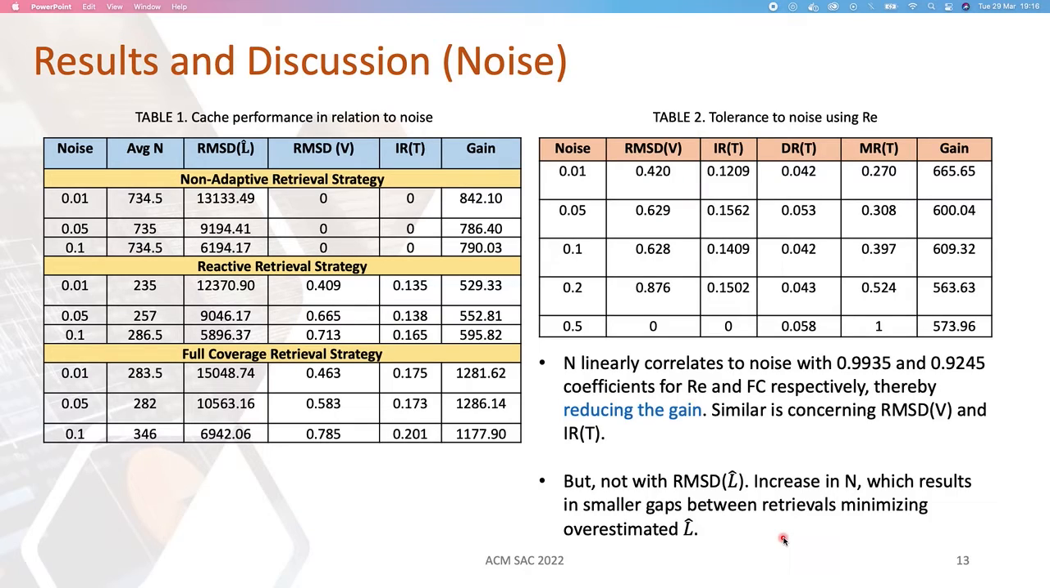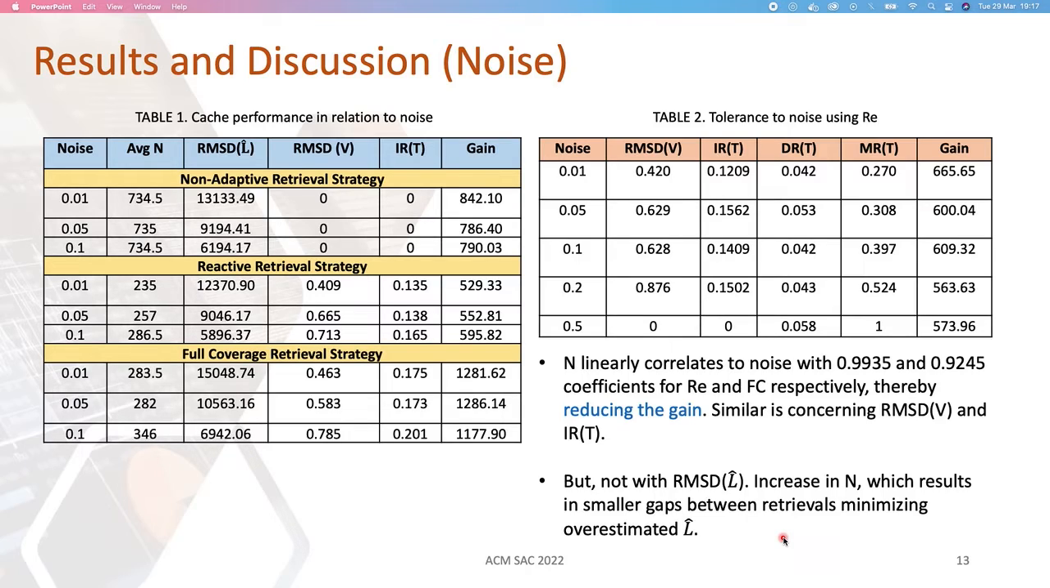Finally, we tested out how inferred lifetime is affected by noise. As we hypothesized, the number of retrievals positively correlated to noise, increasing the cost of retrievals and reducing the quality of context responded for queries through cache overall.